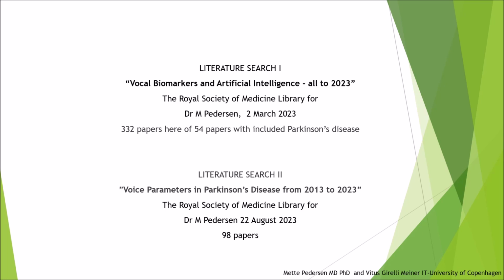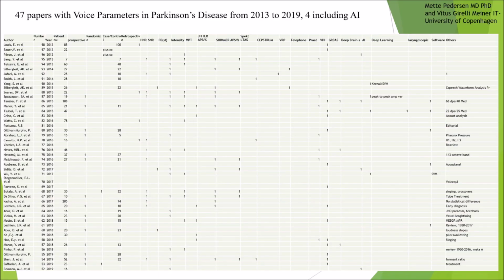In all, there were 332 papers, of which 54 papers included Parkinson's disease. The second literature search was made based on the first one, from 2013 to 2023. Before 2013, there were only scarce results that specifically included voice parameters in Parkinson's disease. 98 papers were found. On this picture, we show an Excel sheet: 47 papers with voice parameters in Parkinson's disease from 2013 to 2019, 4 including AI.